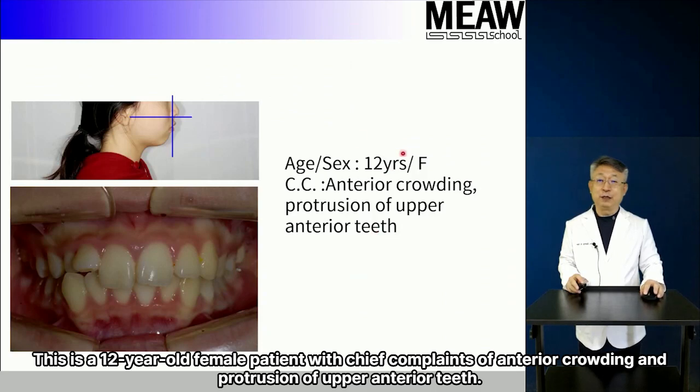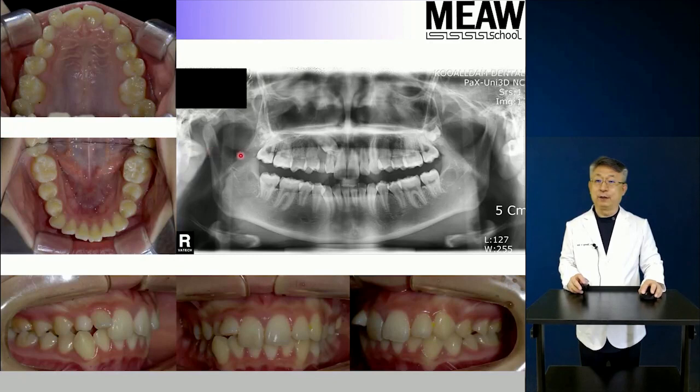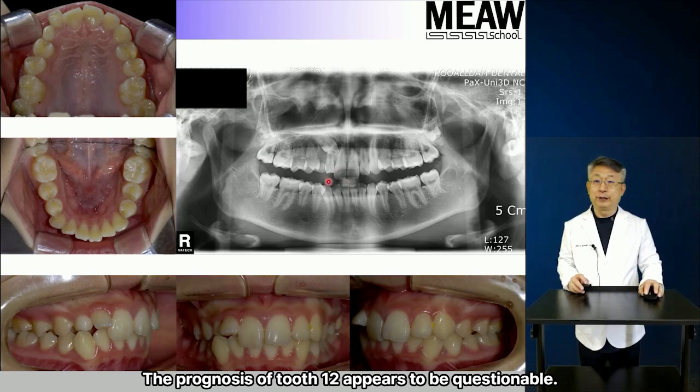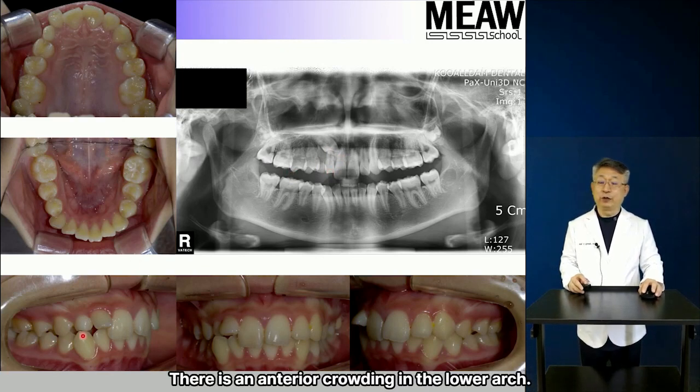This is a 12-year-old female patient with chief complaints of anterior crowding and protrusion of upper anterior teeth. From the submaxilla vertical, the mandible is retruded and the maxilla is slightly protruded. In panoramic X-ray, impaction of tooth 13 is observed, and as a result, tooth 12 is labially inclined. The prognosis of tooth 12 appears to be questionable. There is anterior crowding in the lower arch.